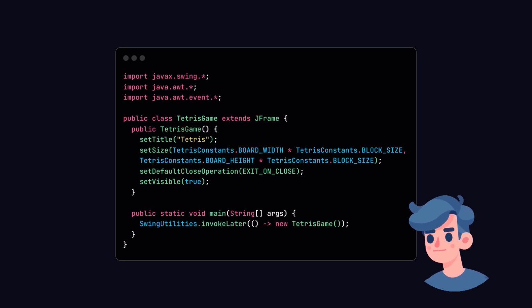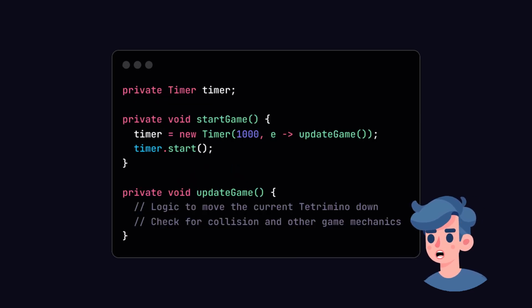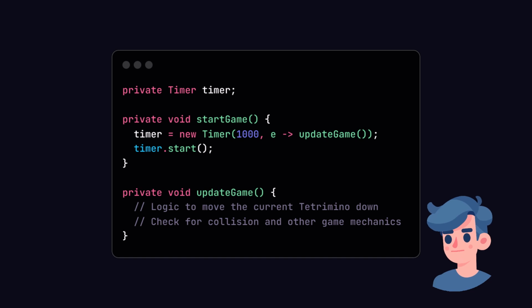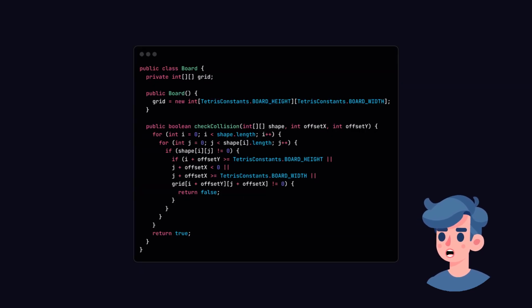Create a new class called Tetris Game. This class will handle the game loop, drawing the board, and managing the current tetramino. Next, we will implement the game loop. To do this, we will need to utilize a timer that ticks every specified amount of time and updates the game state accordingly. Now, we need to create our board.